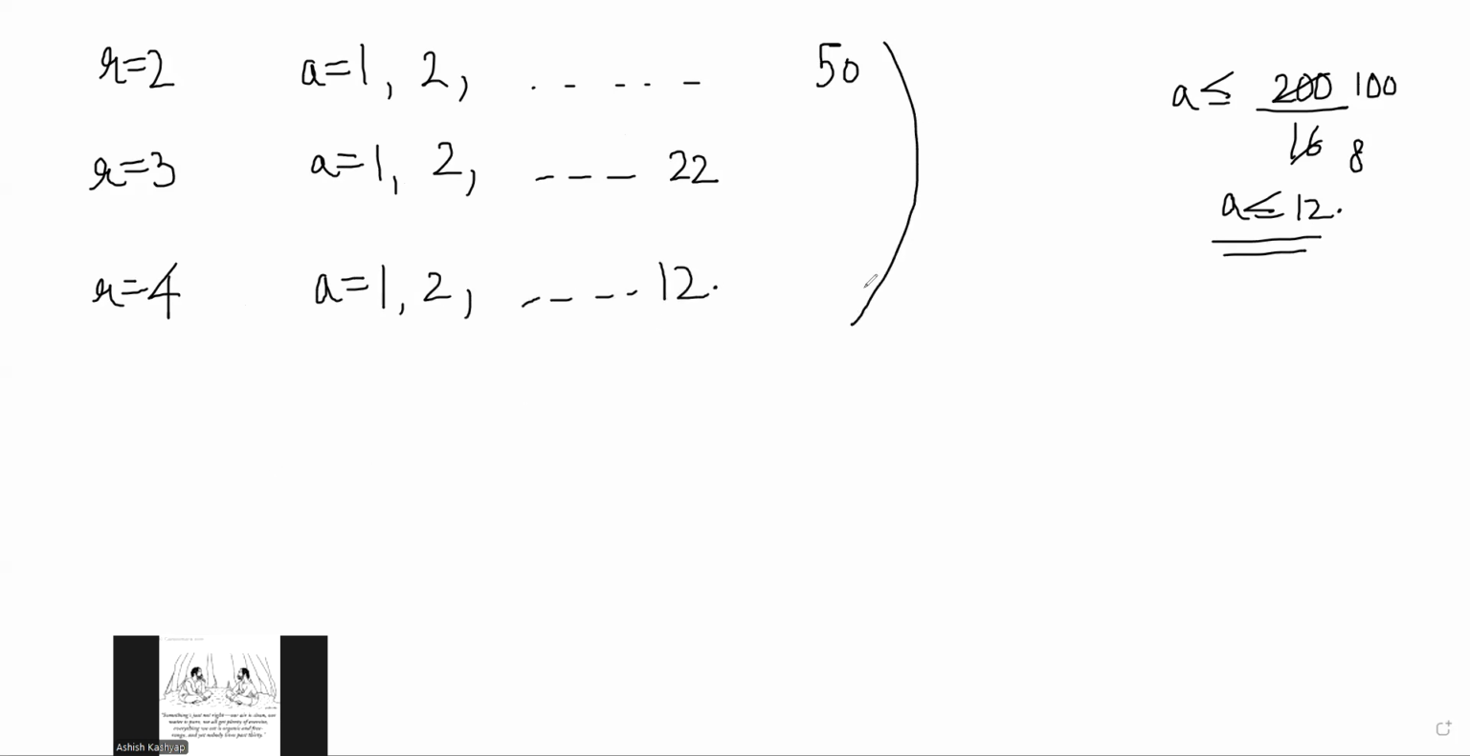So we are adding up these numbers: 50 plus 22 plus 12. These are the different GPs that are possible, right? So that's how we solve this problem. Let's move on to the next question.